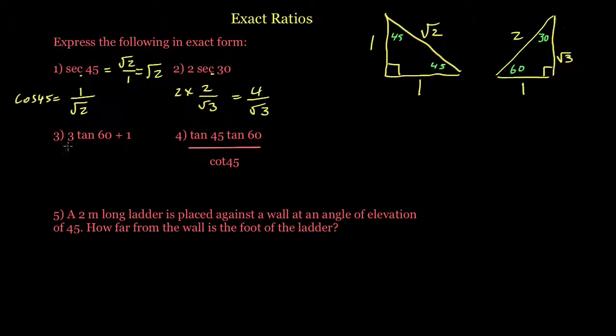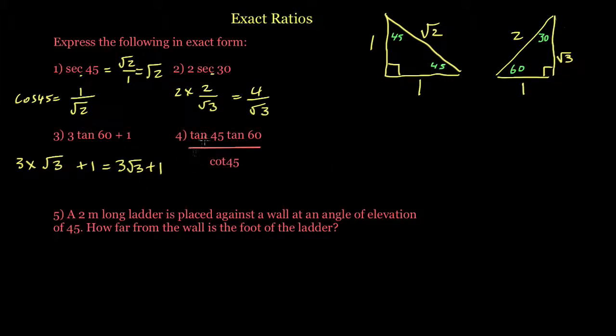For question 3, we have 3 times tan 60, and then we're adding 1 to that. So 3 times tan 60. Tan 60 is the opposite over the adjacent. That's going to be root 3 over 1. So we have 3 times the square root of 3. I'm not going to place over 1 because there's no need, but we have plus 1 on the end of that over here. So 3 times root 3 is 3 root 3 plus 1 is your answer there.